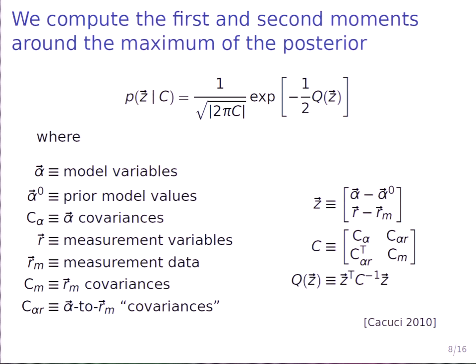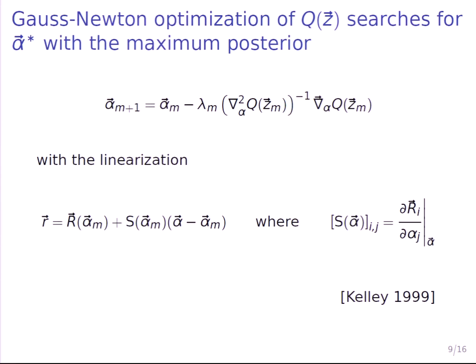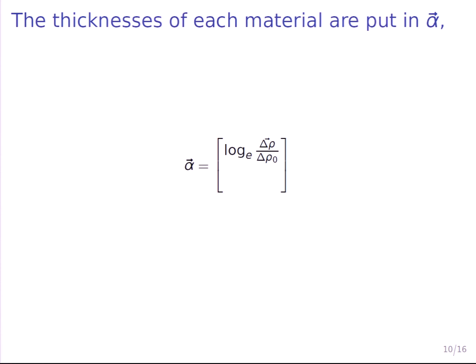So in order to maximize the posterior distribution, we want to minimize the Q functional, and we're going to use a Gauss-Newton iterative procedure, just as you've heard already several times. And we're going to compute the linearization with a set of adjoint solves, so that we have the full derivatives. So that's kind of the brief synopsis of the Bayesian methods that I have used.